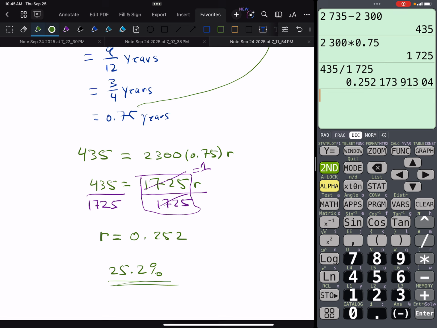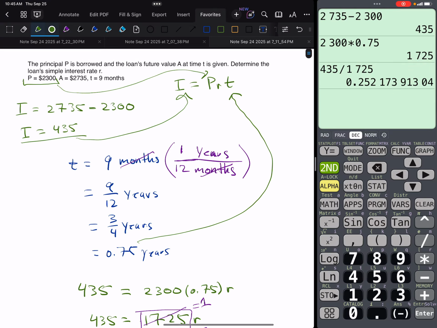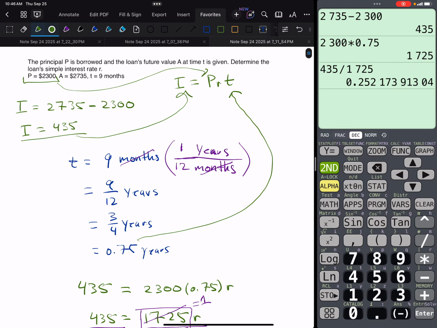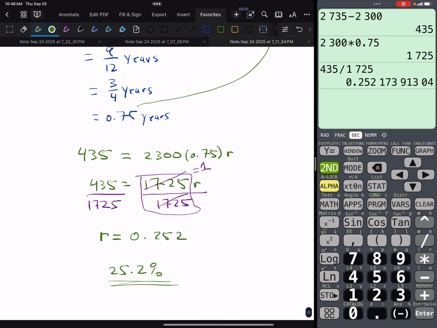I'm not saying I've checked this answer. I'm not saying that it's 100% right. But looking at that and saying, hey, wait a minute, based on my estimation skills, it's gone up approximately ballpark 25% in under a year. So 25.2% seems like a reasonable answer. Hope that helps.